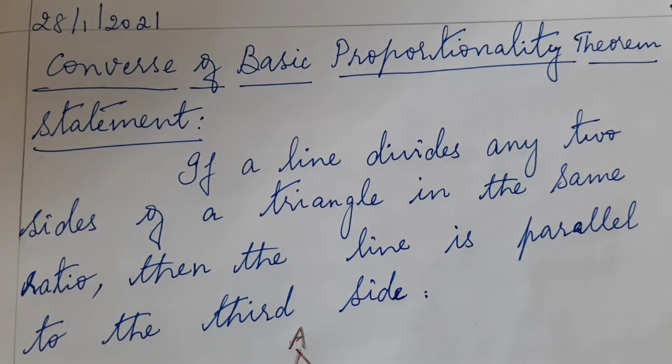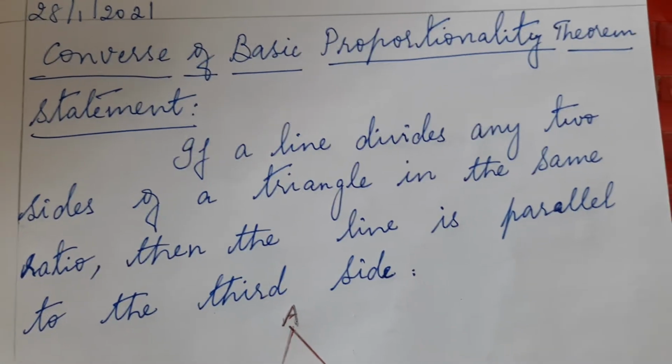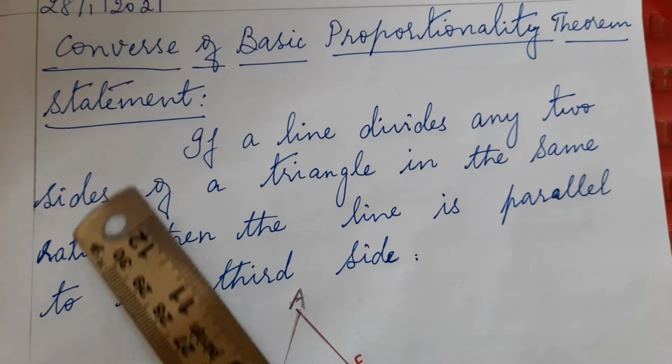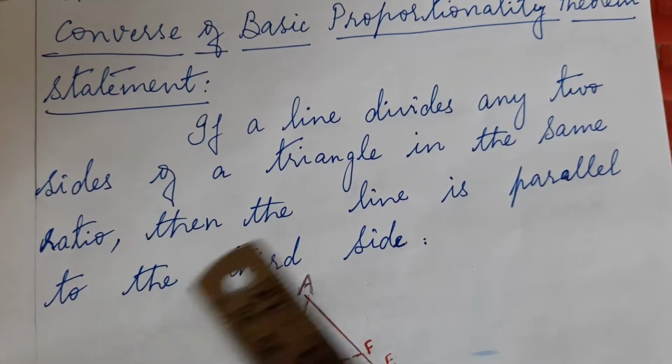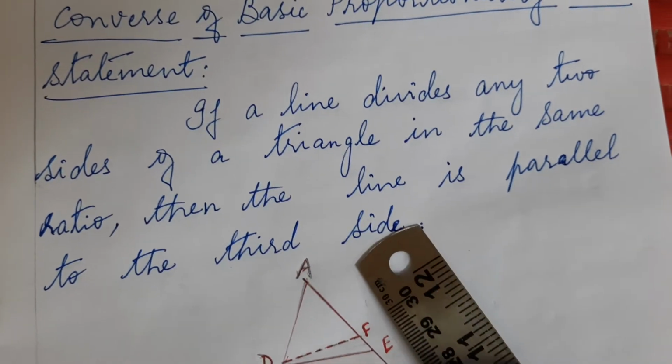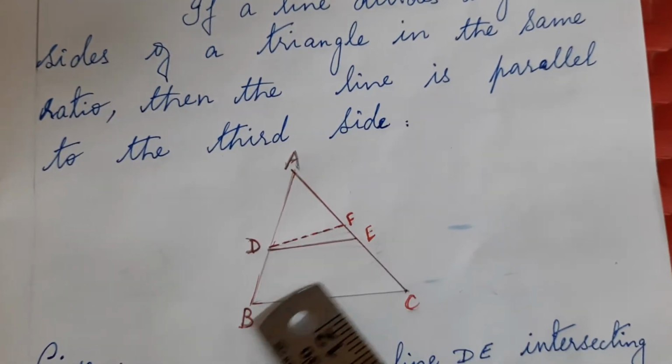Children, today we are going to learn the converse of the basic proportionality theorem. This theorem states that if a line divides any two sides of a triangle in the same ratio, then the line is parallel to the third side. So now we are going to take a triangle ABC.